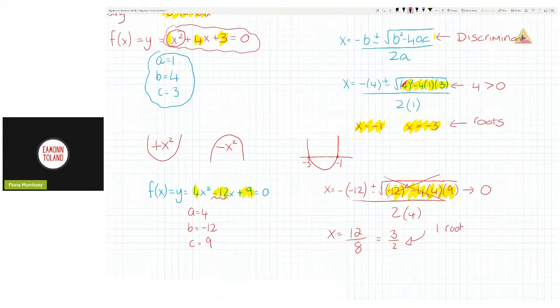Okay, and what the significance of my discriminant being 0 means, if I was to draw my quadratic again, it's a positive value of x squared, so it's definitely going to be a U-shaped graph, but this time it's not cutting the x-axis at 2 points. It's simply just sitting on the x-axis at that 1 point, and that point for this quadratic is x is 3 over 2.